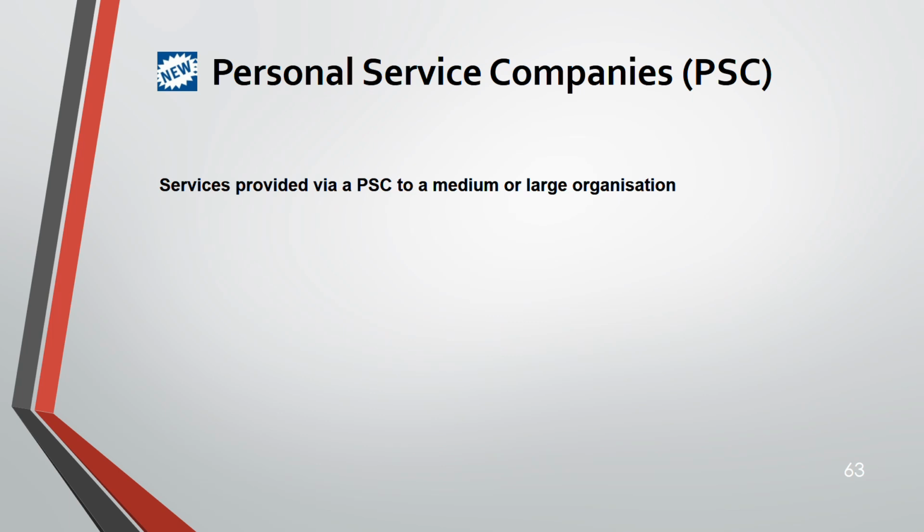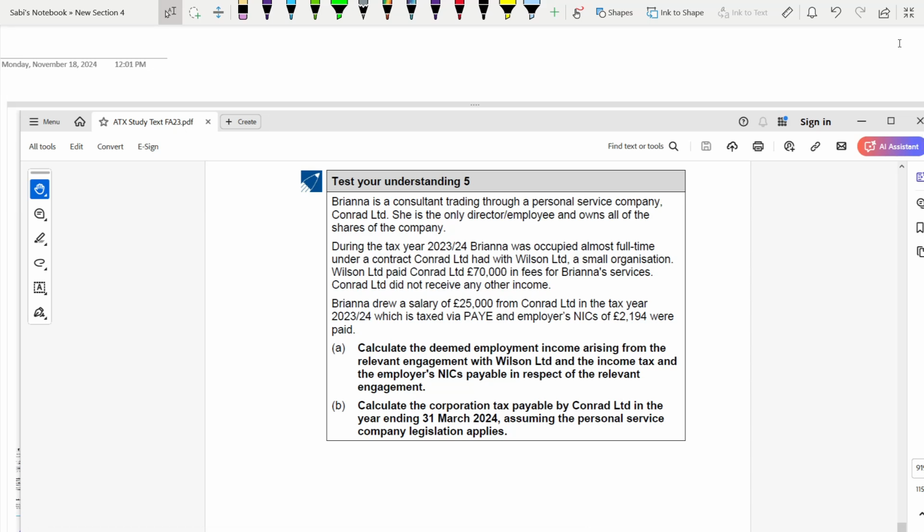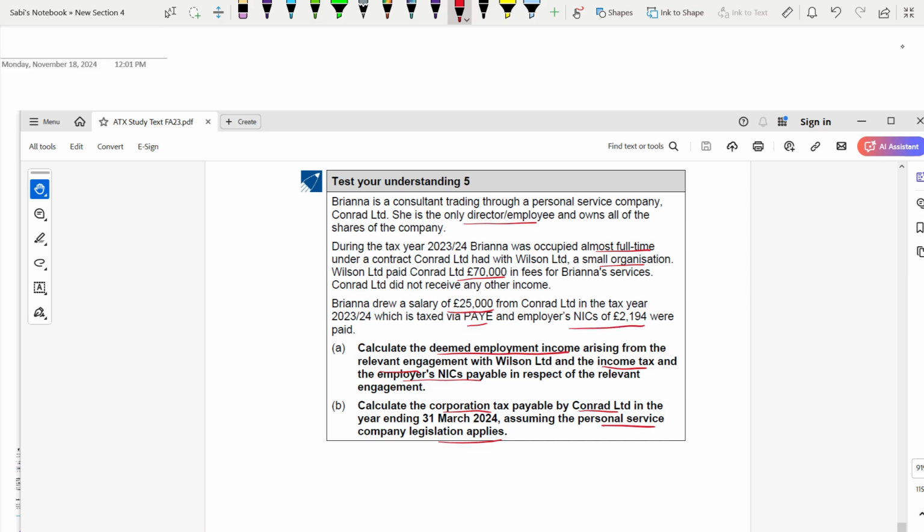Now, services provided via PSC to a medium or large organization. Before we move on to large organization, let us do a question on small organization. Test your understanding 5. You have to calculate the deemed employment income arising from relevant engagement and the income tax and employees NIC. Next, calculate corporation tax by the company, assuming personal service company legislation applies. Here, it's a consulting trading company, a personal service company, with only a director employee who owns all the shares and works full time. It's a small organization. Wilson was paid 70,000, did not receive any other income and drew a salary of 25,000. Employees NIC was paid.